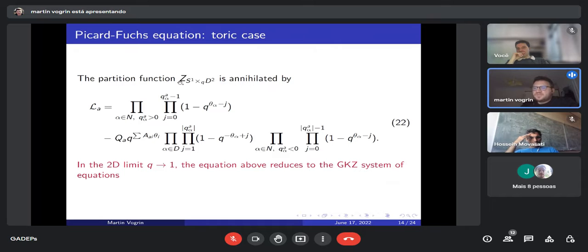And moreover, the partition function Z-S1 D2 is annihilated by an operator, which is not a differential operator, but a difference operator. So it's a Q difference equation. For the toric case, again, it can be written very explicitly in terms of the charge matrix Q_A and the operators theta alpha. And in the 2D limit, this system in fact reduces to the GKZ hypergeometric system of differential equations.